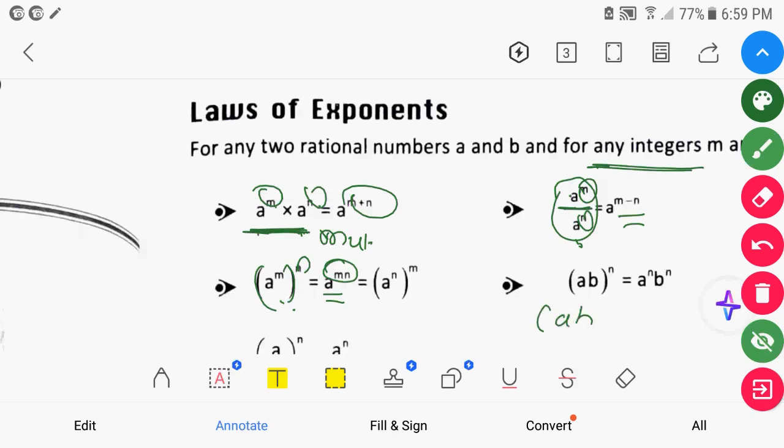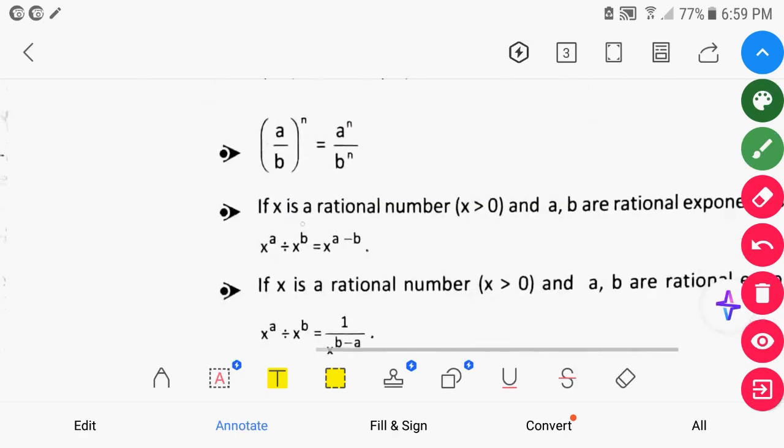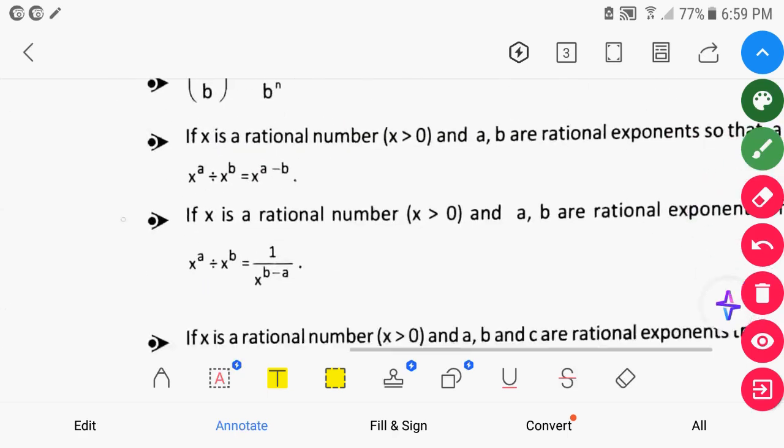If A is multiplied with B and the exponent is n, that means the exponent applies to A also and to B. And it is the same for division.